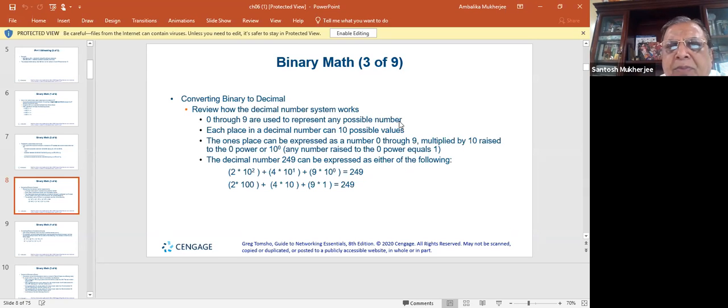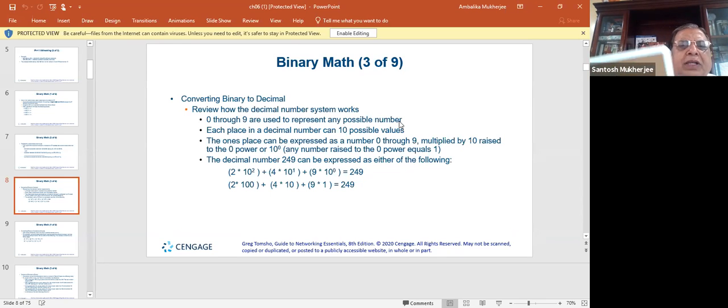to the power 0. That means what? 10 to the power 0 means 1. So 9 into 1 is equal to 9. So 2 into 10 squared is equal to 200, plus 4 into 10, which is 40, plus 9 into 10 to the power 0.